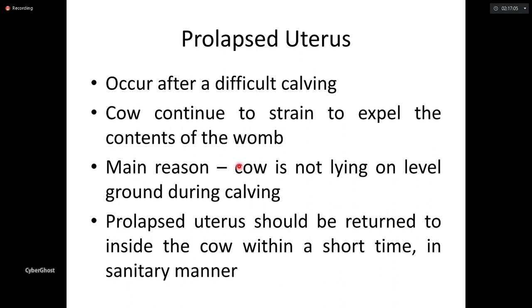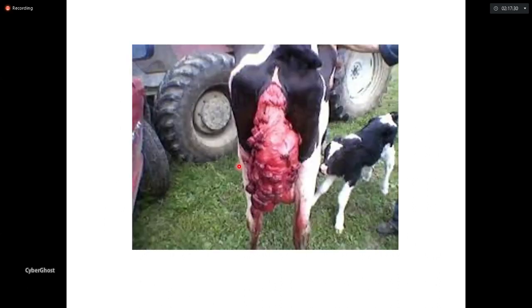This situation results mainly because the mother cow is not lying on the ground level during the calving. In addition, there are things like assisted calving, difficulties in calving, maybe a larger size of the calf or fetus body, and unnecessary contractions trying to expel whatever is contained inside the body of the animal. Such a situation is a prolapsed uterus, a condition where we have to put it back into the body of the cow as soon as possible.